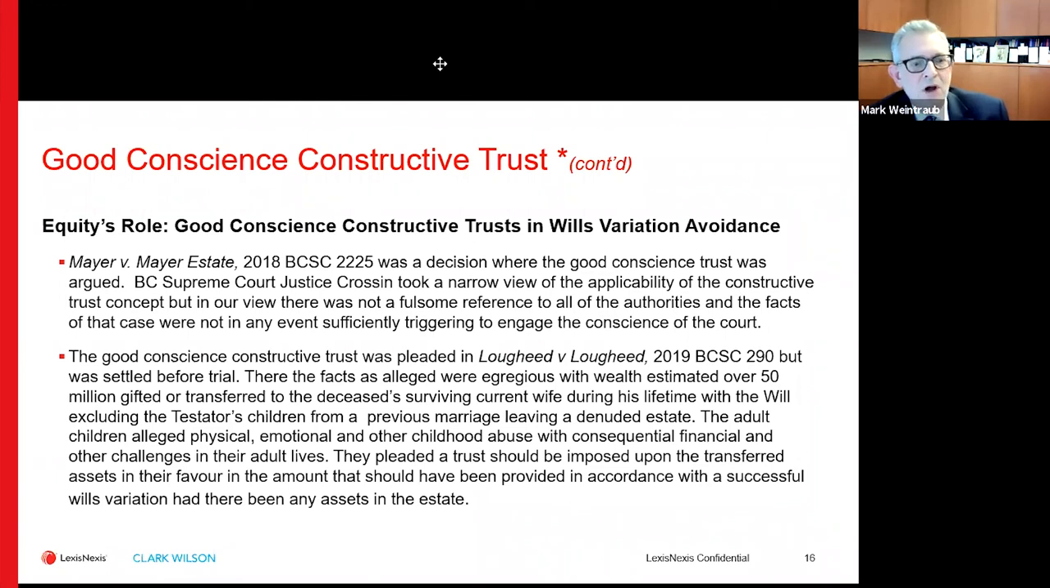The testator had over $50 million of wealth that he had gifted or otherwise transferred to his surviving current wife during his lifetime. The will excluded the testator's children. The testator actually was very much aware of the Wills Variation Act and did this deliberately. He ended up leaving an estate with no assets. But here is the important point. The adult children alleged that physical, emotional, and other childhood abuse had been perpetrated against them with terrible consequential financial and other challenges they had to endure in their adult lives. So they pleaded a trust. They pleaded that a trust should be imposed upon the transferred assets in their favor in the amount that should have been provided in accordance with a successful wills variation claim, had there been any assets in the estate. So in a nutshell, that's how the good conscience constructive trust was being pleaded in that case.